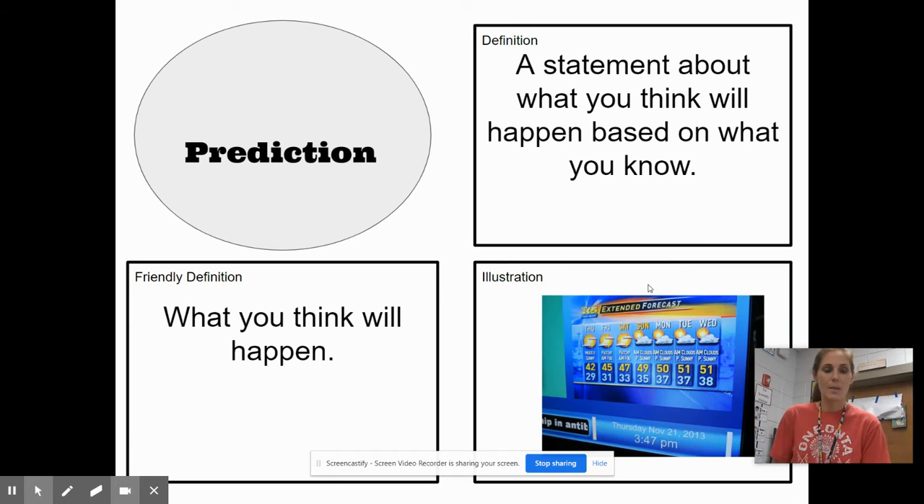All right, next up, prediction. It's a statement about what you think will happen based on what you know. The friendly definition here is what you think will happen. Meteorologists use this, but they don't call it a prediction. They call it a forecast, because they use the information that they know to figure out what they think is going to happen. They're basing it off of that.